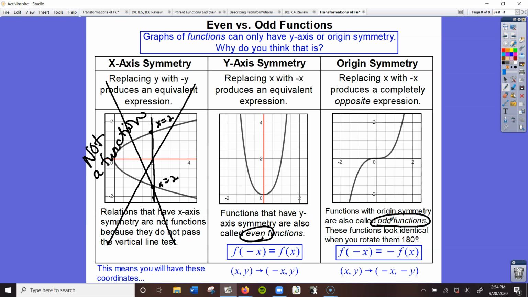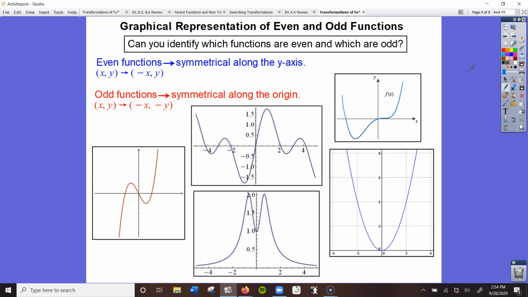For right now, all I want you to be able to do is identify if you're looking at an even function or an odd function. So let's look at some examples. What we look for in each one of these is we check their symmetry. Where is it symmetric? If it has rotational symmetry, meaning I can turn it upside down, it is an odd function. If it has line symmetry along the y-axis, that means it is an even function. So for example, this one here, I notice if I were to flip it upside down, it looks the same as my original. So this is considered an odd function.